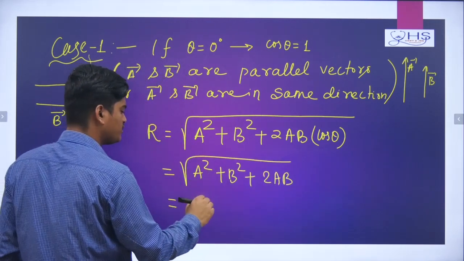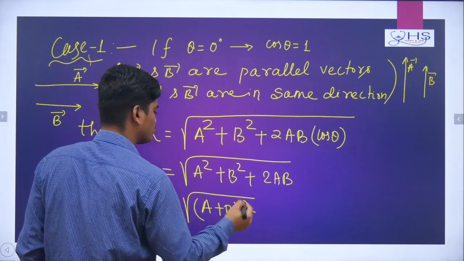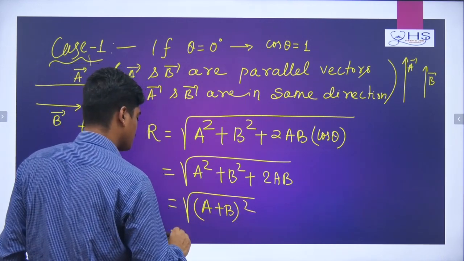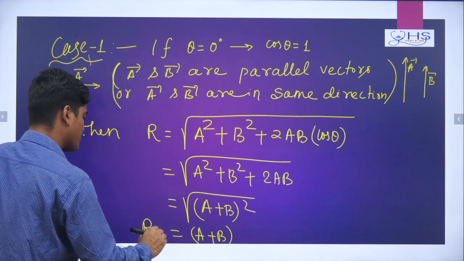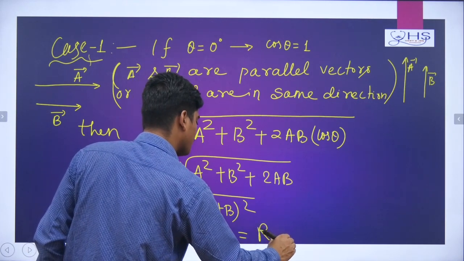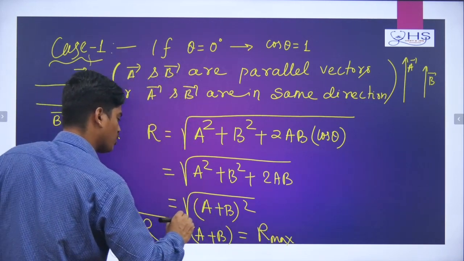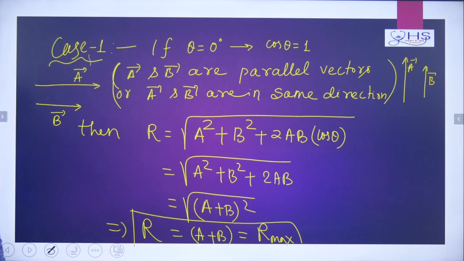If cos theta equal to 1, this will become square root of A square plus B square plus 2AB. Now here, if you check, it will be square root of A plus B whole square. So square root of A plus B whole square is nothing but A plus B. So how much R are you getting? A plus B, or you can write it is R maximum. So this is the condition when your resultant will become maximum value.